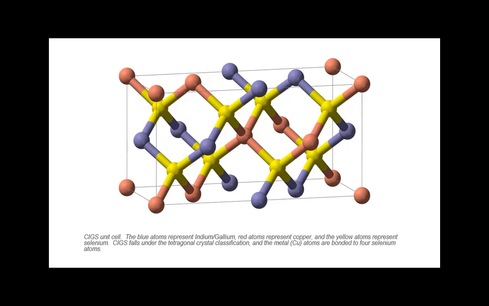Okay, so it falls under the tetragonal crystal classification. It's technically body-centered tetragonal with 16 atoms in the unit cell, which is not necessarily shown here. It also exhibits a lot of tetrahedral bonding. Each one of these atoms has 4 bonds on it. These red copper atoms, every single one is going to be bonded to 4 selenium atoms. If we were to repeat the unit cell, you'd see over and over again that these red copper atoms are always bonded to 4 seleniums. And each one of these yellow seleniums is always going to be bonded to 2 either gallium or indiums and 2 coppers. So each one of these atoms has 4 atoms bonded to it.